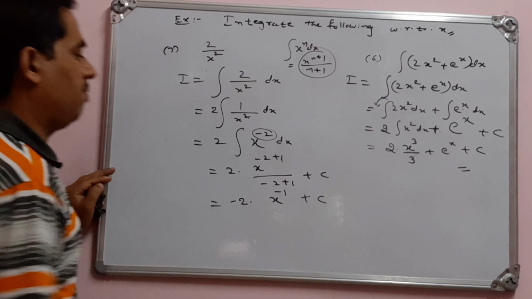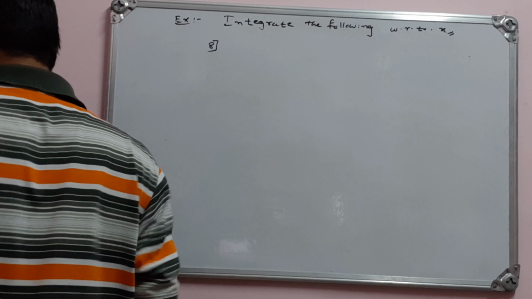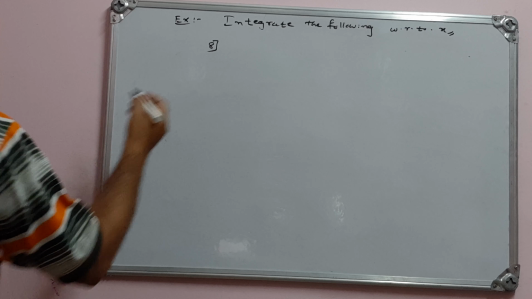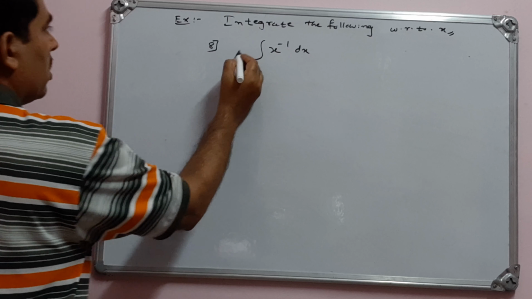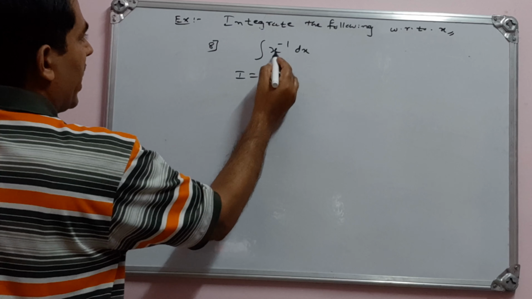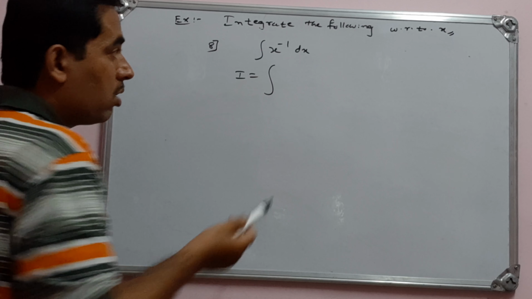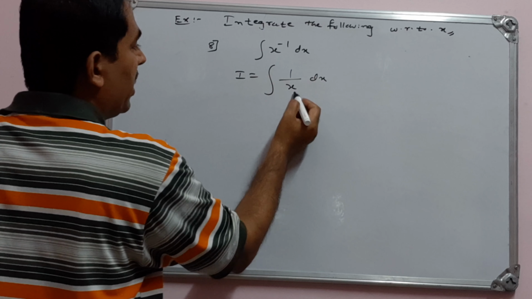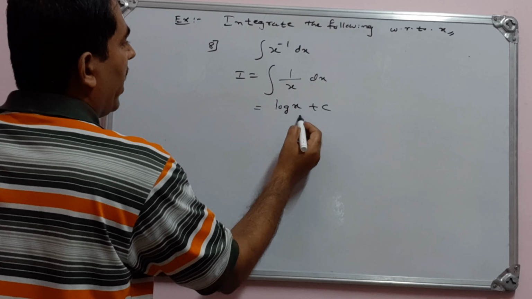Then let me consider that 8th one. Very simple here. Integrate this. See here, observe, very important. See, x to the power of minus 1. Here n cannot be minus 1, so we cannot use the power rule for this. So x to the power of minus 1 is what? 1 by x. Bring x to the denominator, you will get 1 by x. What is integration of 1 by x? So integration of 1 by x is log x.